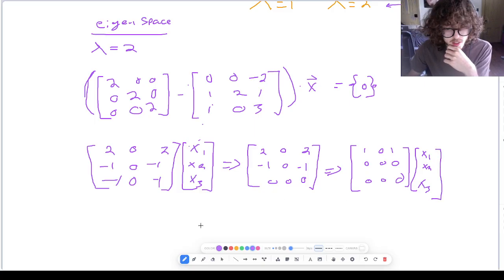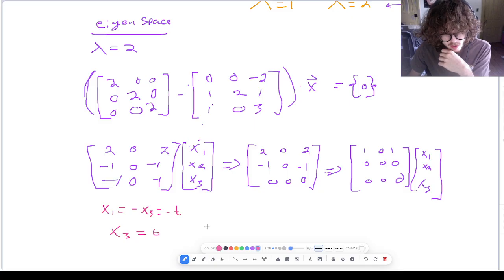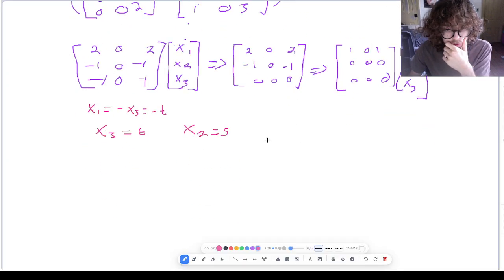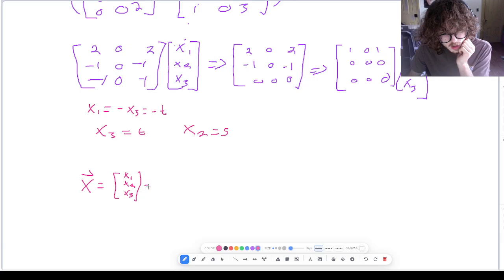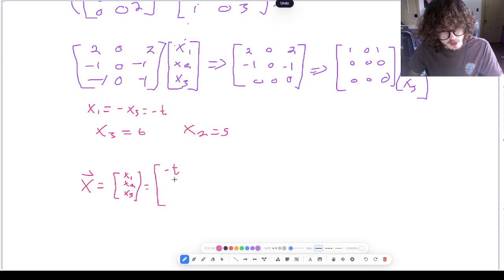Let's say x1 equals negative x3, which we'll say is negative t. Okay, let's call x3 equal to t, and x2 equal to s. All right? So the general solution for any x, so x1, x2, and x3, is simply equal to negative t, s, t.